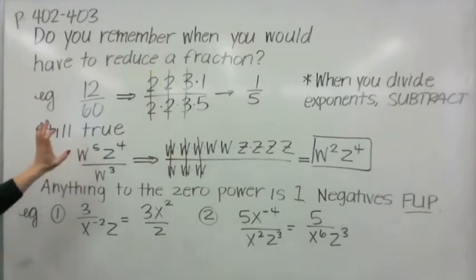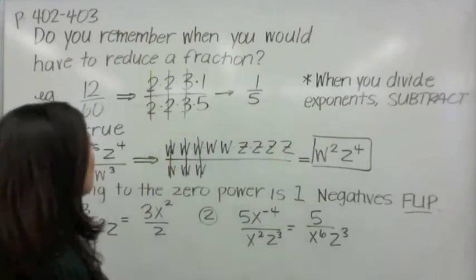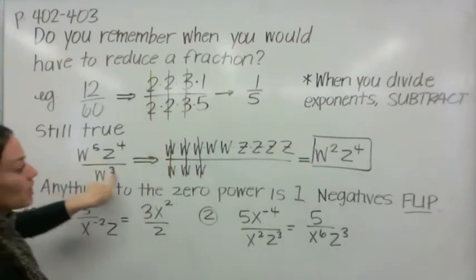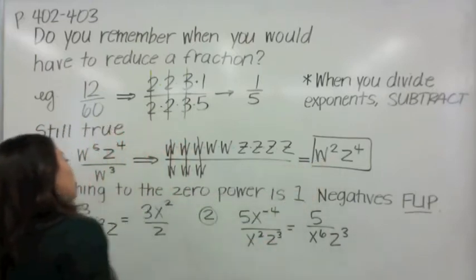Really, as a shortcut, the property is when you divide exponents, you just subtract. And you would have seen that: 5 minus 3 is 2. And that ends up in the numerator, of course.